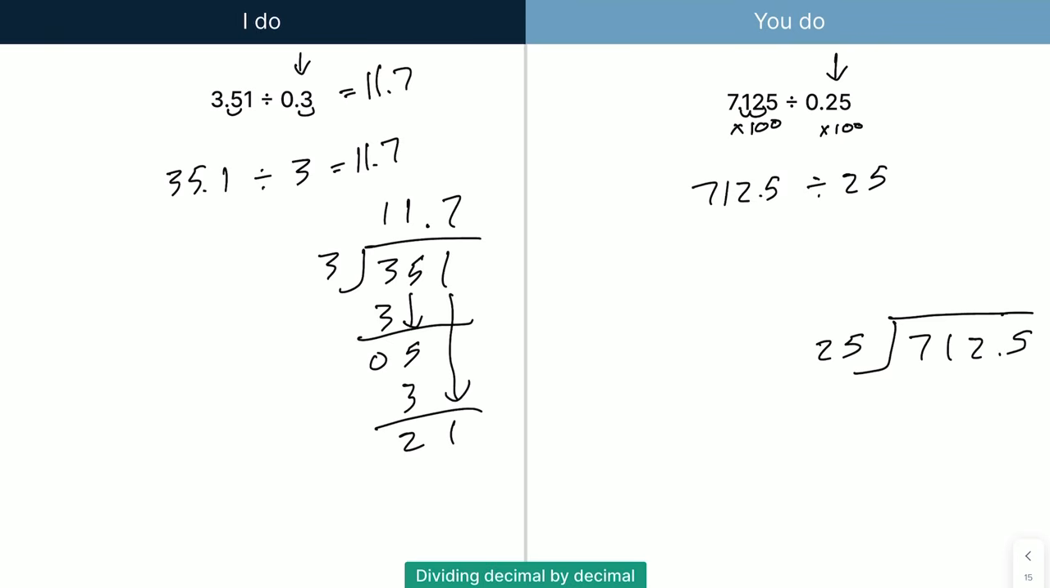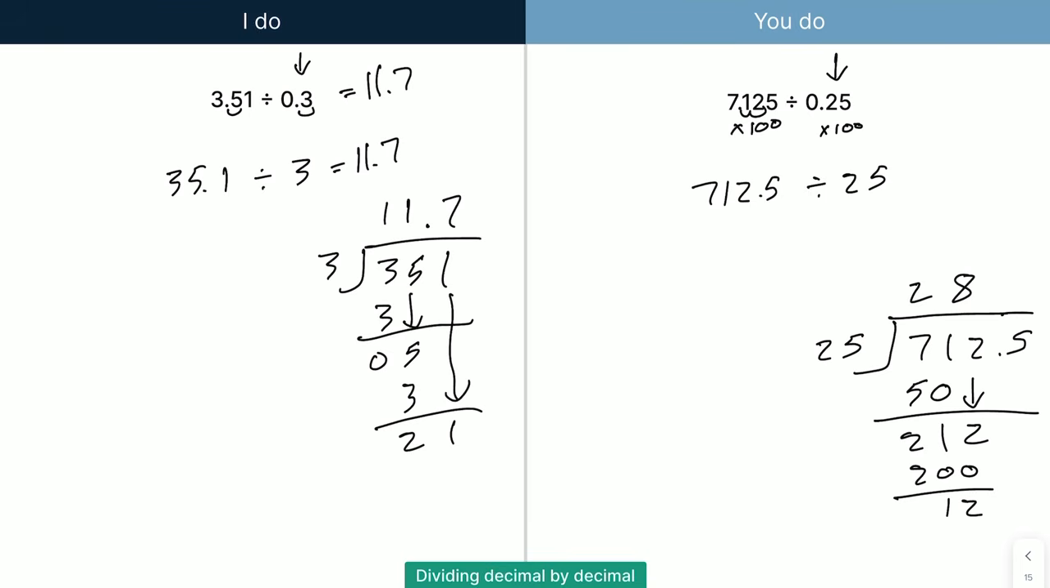Now, with the 25 times table, we're just going to go through that. So that's 25, 50, 75. So I know that 25 times 2 is going to give us 50. So I can look at the 71 to start with, and then it's just a case of doing 71 take away 50, which gives us the 21. Now 21 doesn't go into 25, so we can pull the 2 down. So we now have 212 divided by 25, and we know that 25 times 8 is 200. That gives us 12 there.